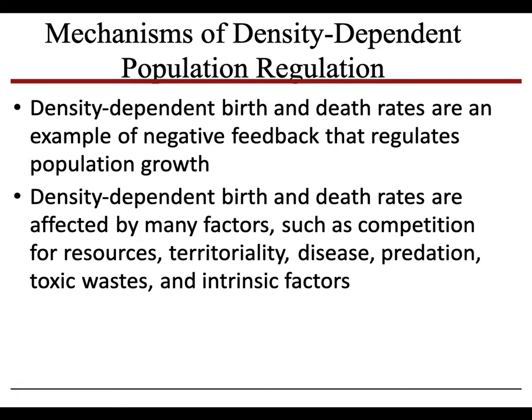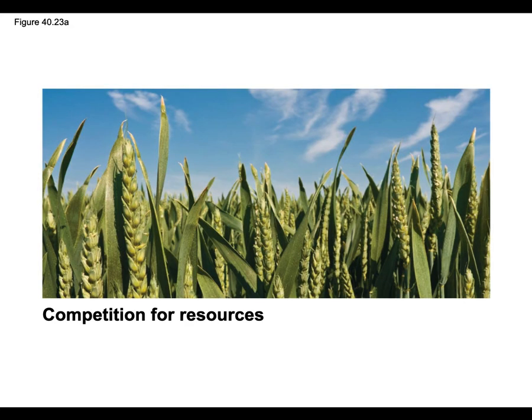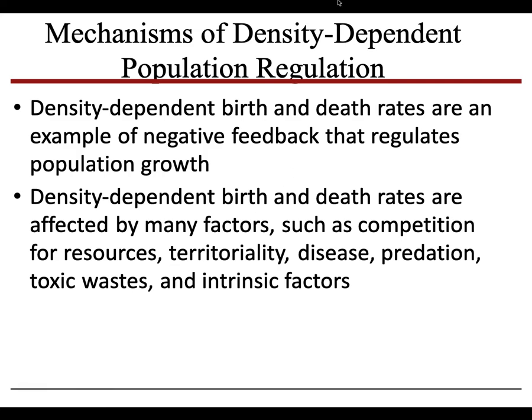To sum up, density-dependent birth and death rates are sort of a negative feedback system that regulates growth. These factors are going to change that are either going to promote or inhibit increased birth or death rates, and those could be competition, obviously, territory, disease, predation, even toxic waste. When we talk about things like lead contamination in water, it's going to impact populations in more dense cities than more rural communities. I hope this has been insightful for you and helped you with Chapter 40.